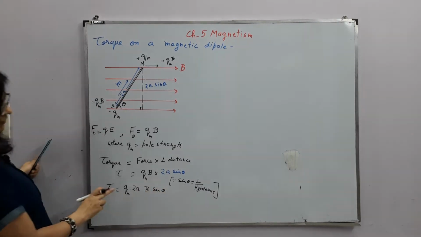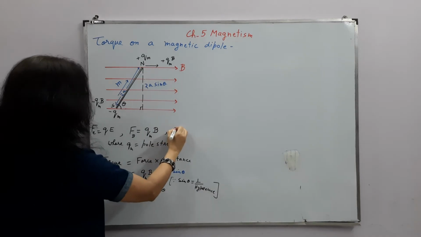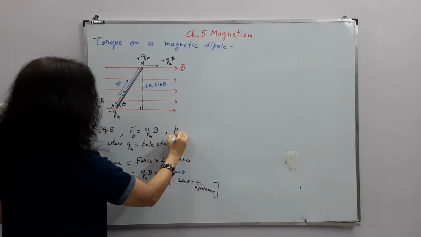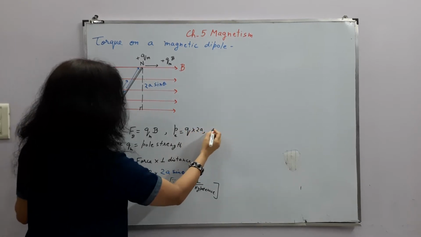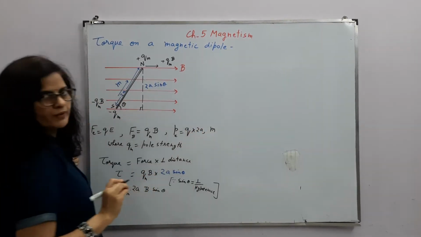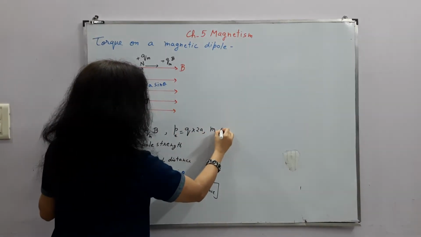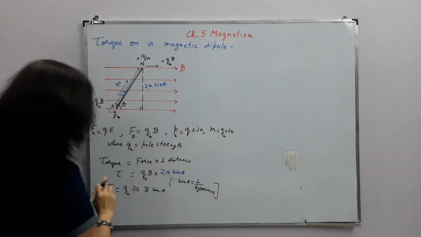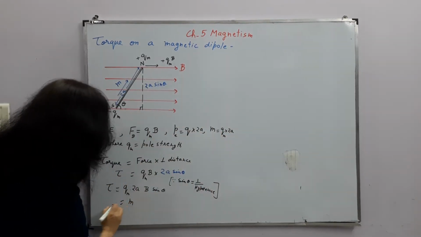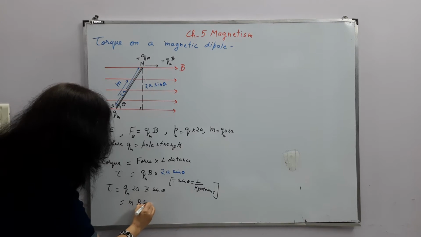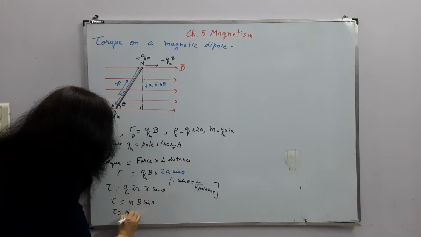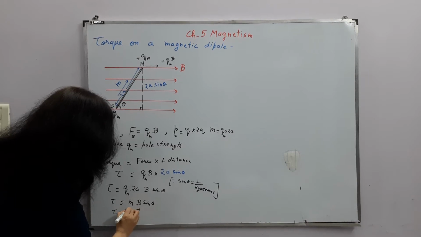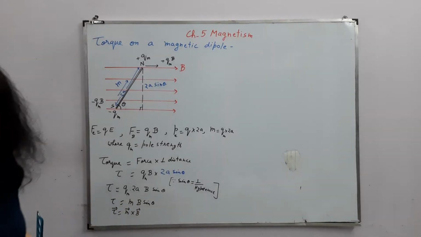If we compare with the electric field formulas, we know that the electric dipole moment is equal to Q into 2a. Similarly, the magnetic dipole moment is pole strength into 2a. So we can replace this by the magnetic moment. Our formula for torque becomes m cross B. We can write this in vector form like this.